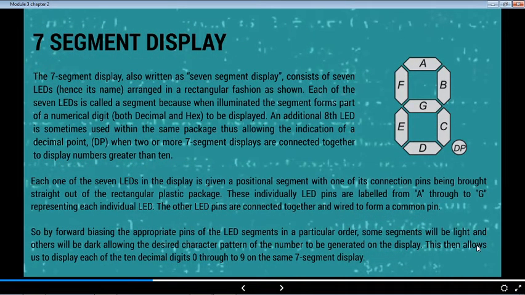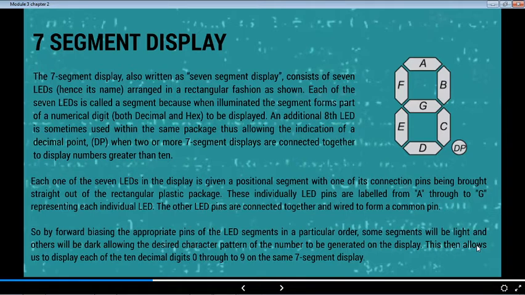So let's study the 7 segment display now. The 7 segment display consists of 7 LEDs arranged in a rectangular fashion as shown. Each of the 7 LEDs is called a segment because when illuminated, the segment forms a part of a numerical digit to be displayed. An additional 8th LED is sometimes used in the same package, allowing the indication of a decimal point when two or more 7 segment displays are connected together to display numbers greater than 10.